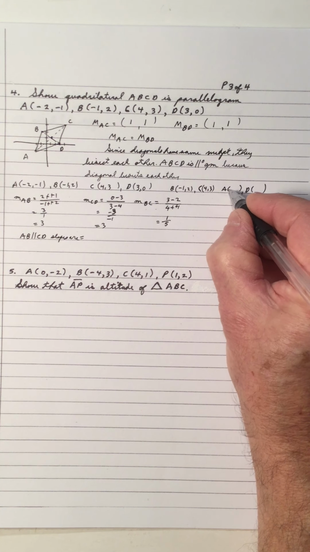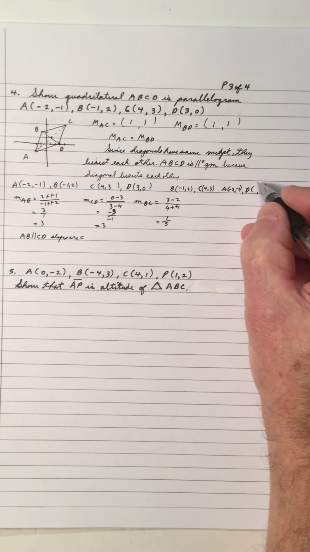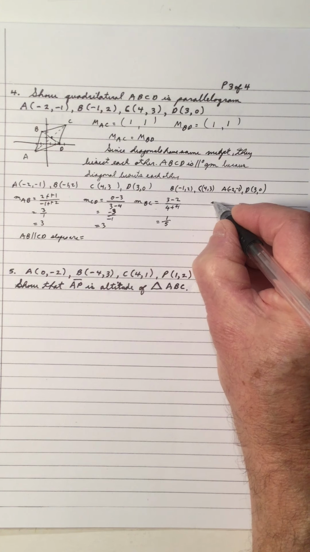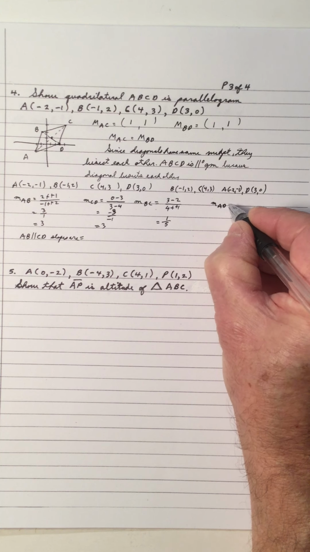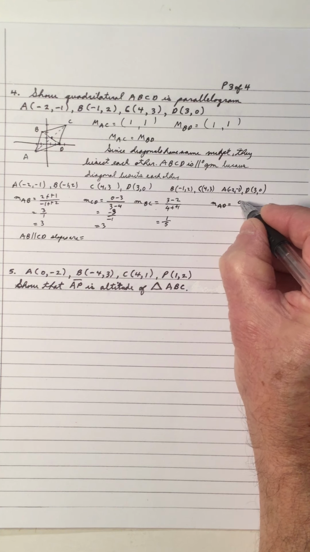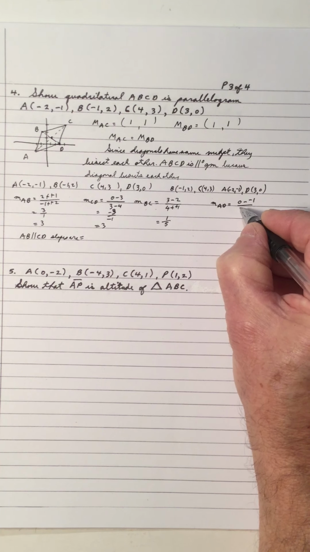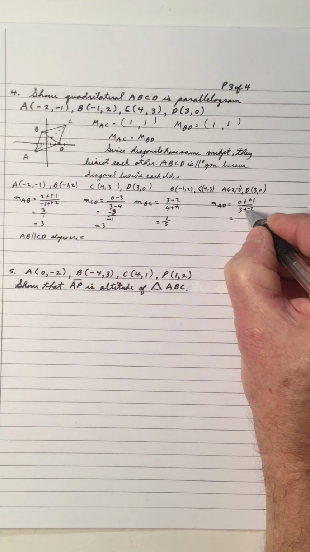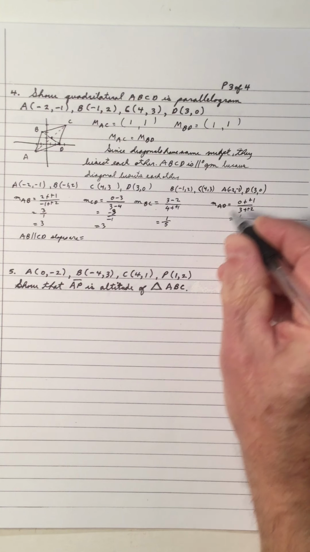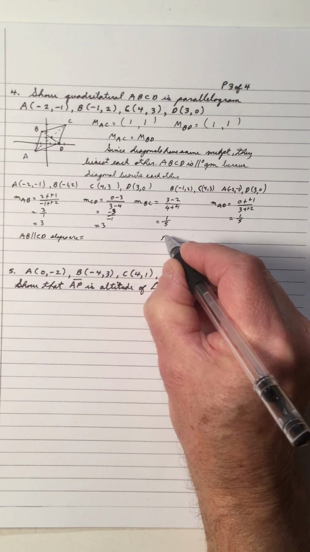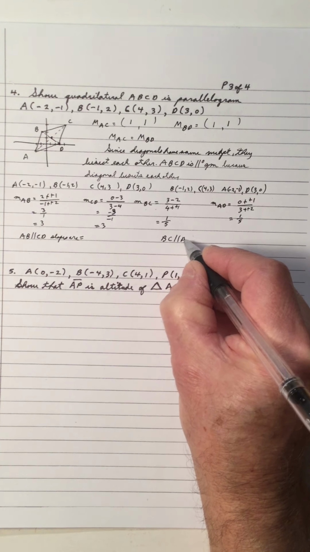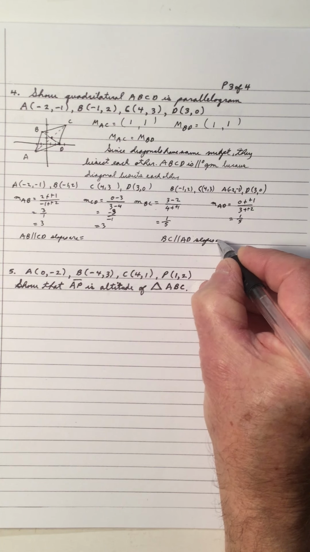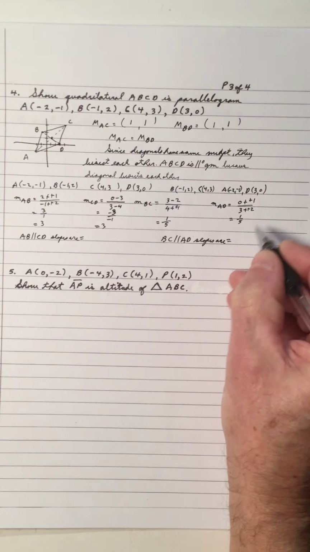A is negative 2, negative 1. And D is 3, 0. So the slope of AD is 0 minus negative 1 over 3 minus negative 2. Double negative is a positive, so it's 1 over 5. So that means that BC is parallel to AD because the slopes are equal.